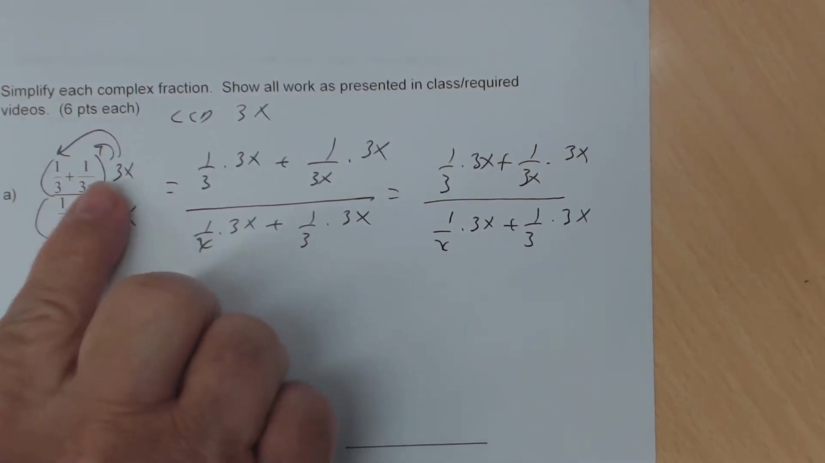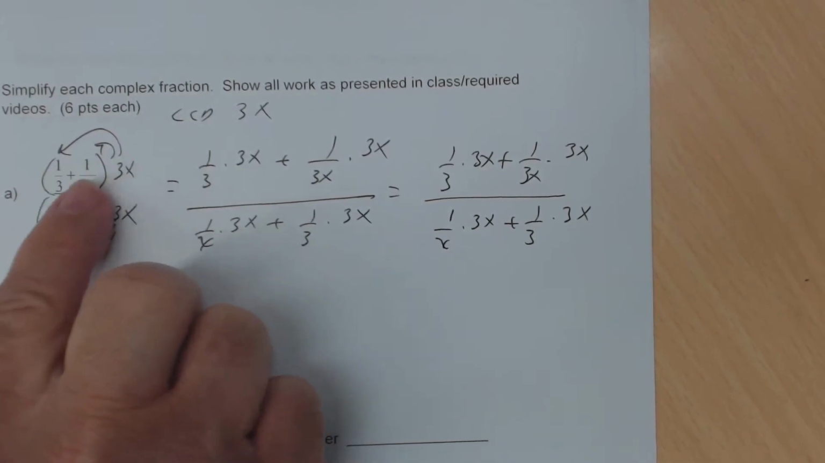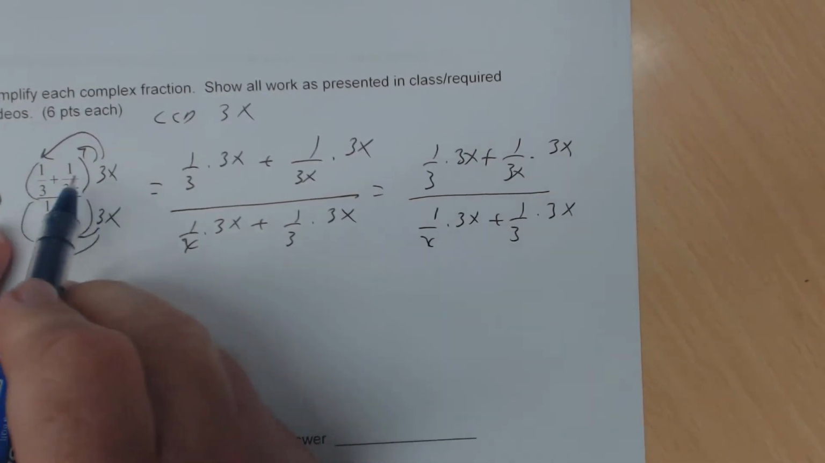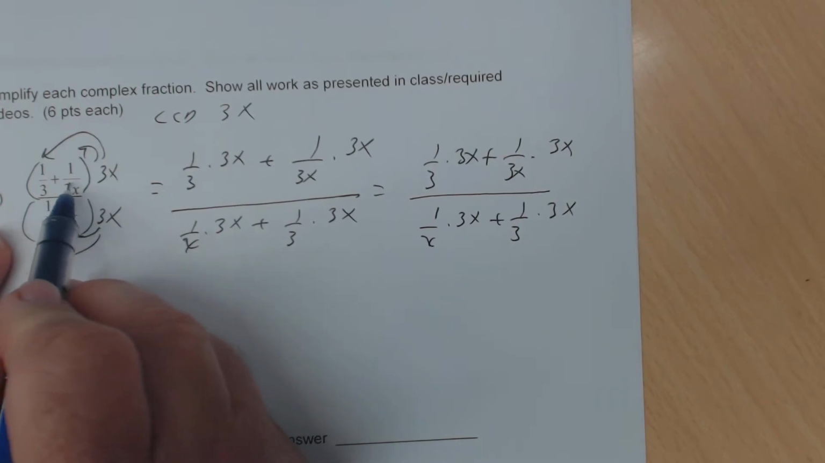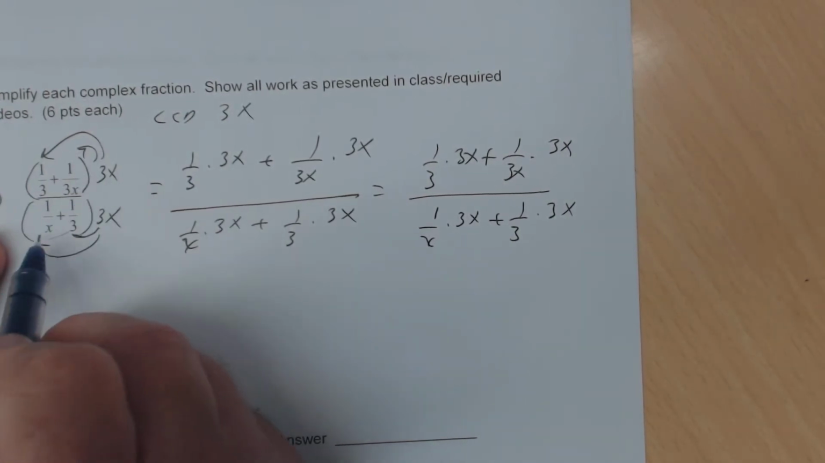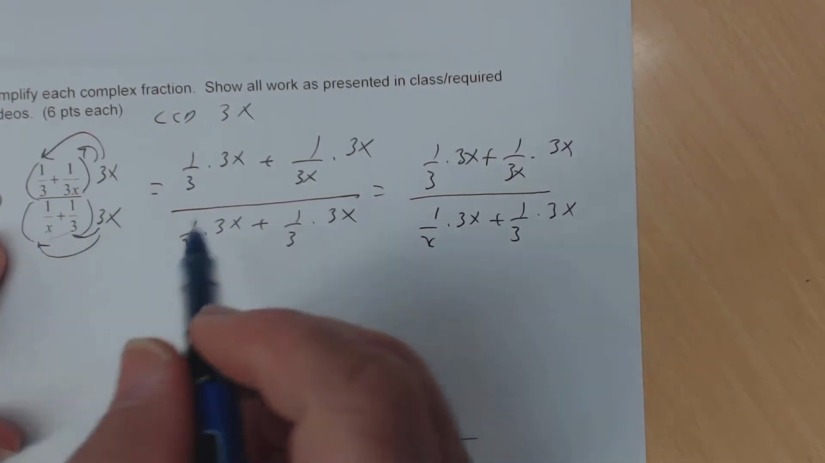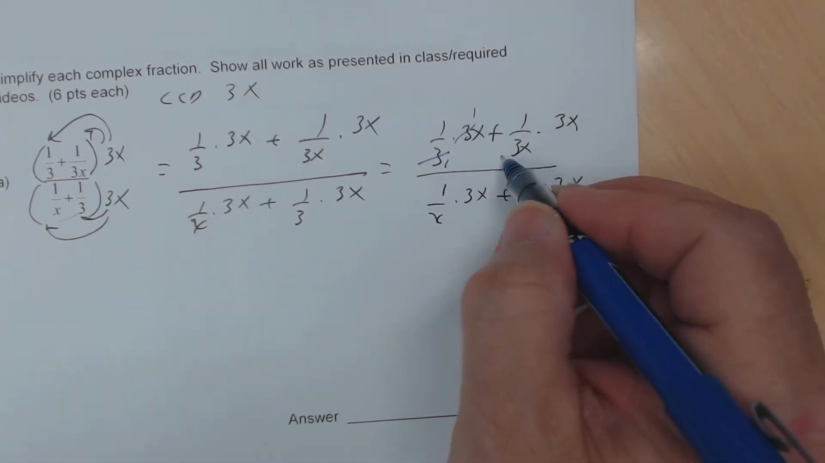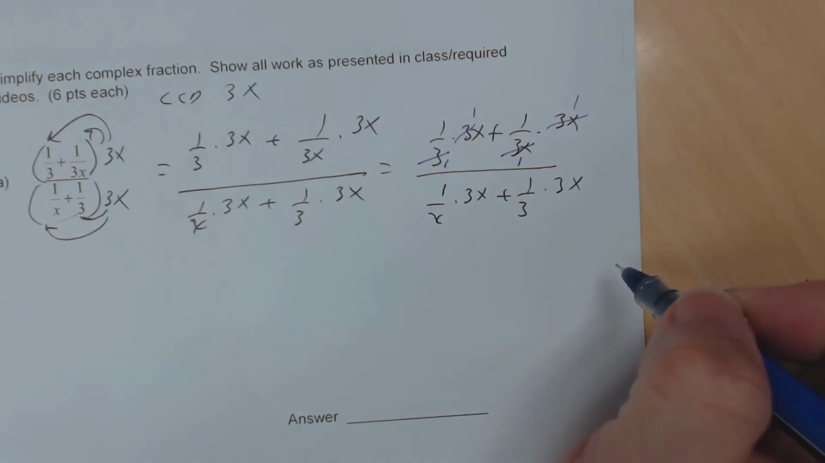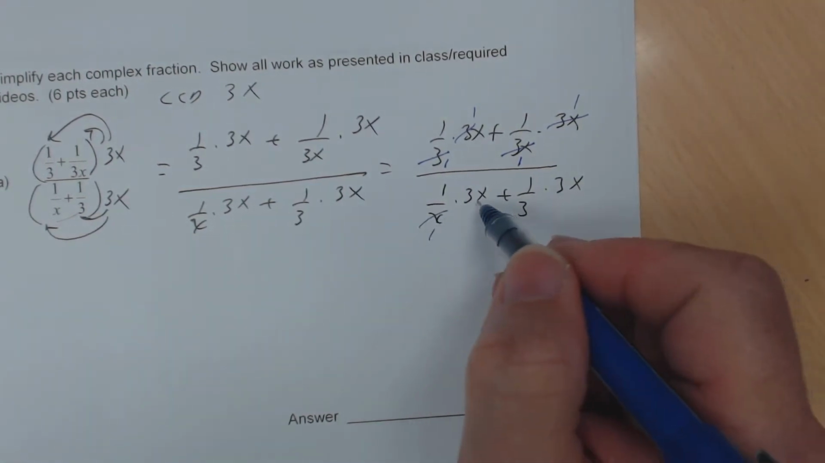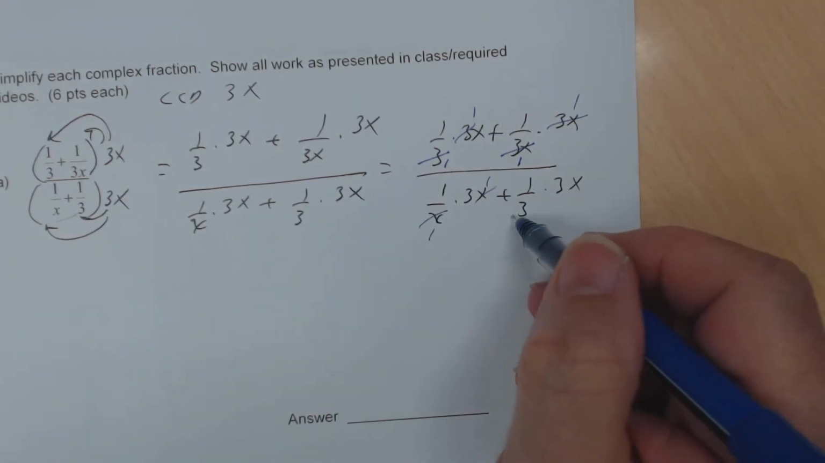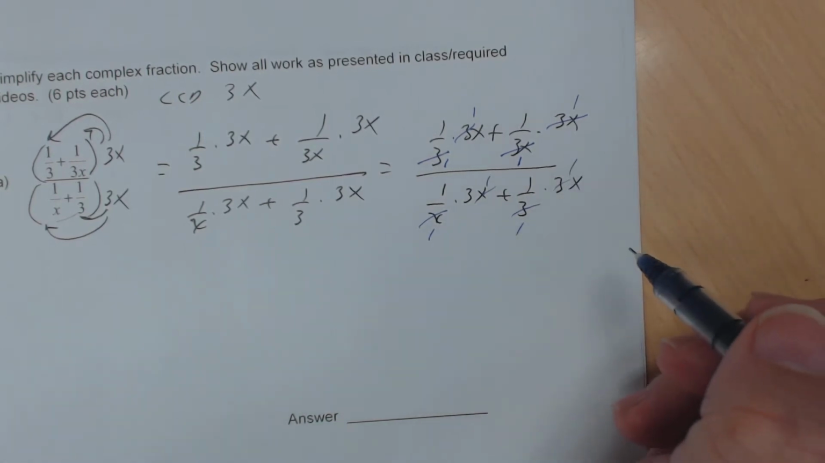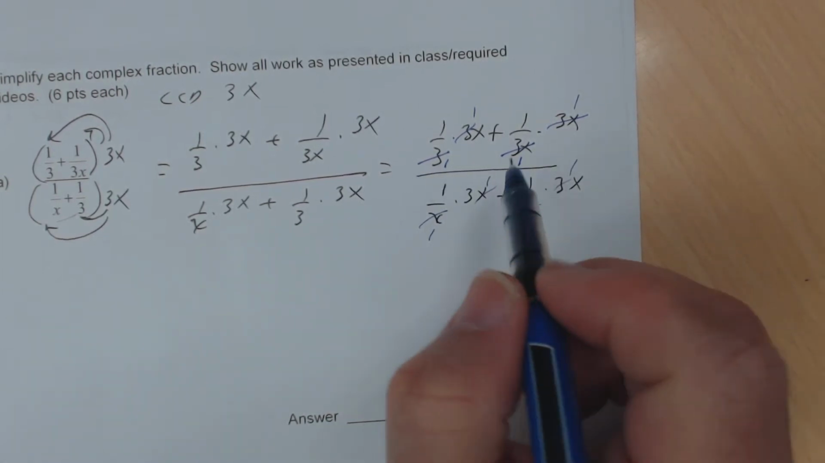So remember, the whole purpose of multiplying the numerator and denominator by the LCD is to clear all these fractions right here, the 3, the 3x, the x, and the 3. And we can now. 3 into 3 is 1, 3x and 3x is 1, x and x is 1, 3 into 3 is 1. So notice all you're left with are 1s now.